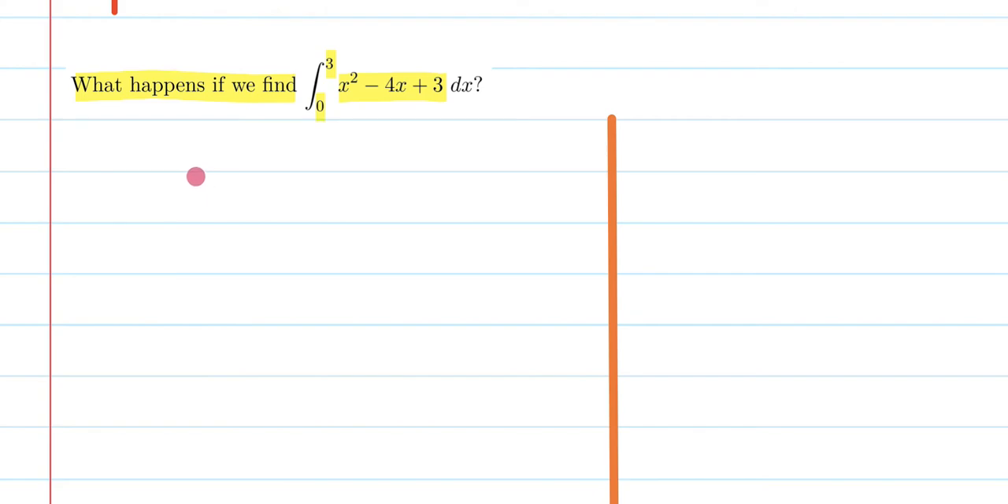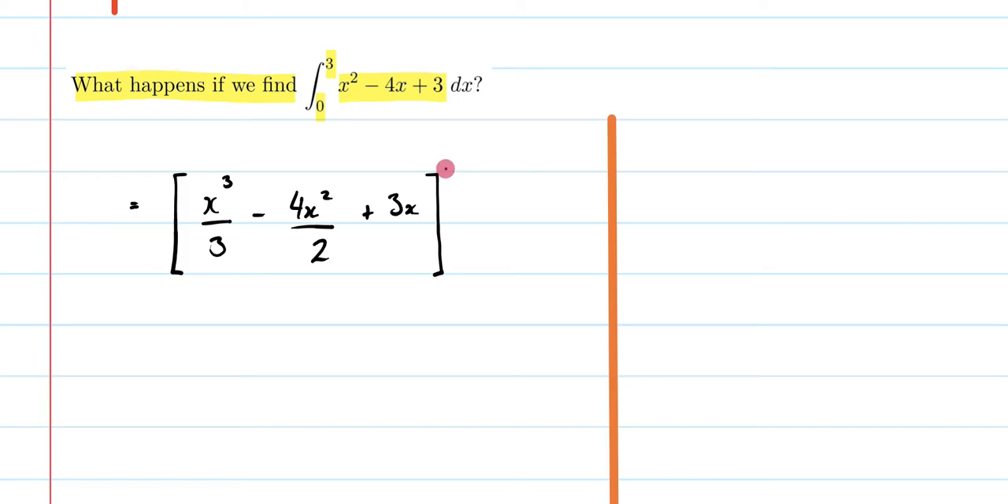The first thing that we do when we have a question like this is anti-differentiate the function. That's going to be x cubed over 3 minus 4x squared over 2 plus 3x. Then I put that in brackets and put my terminals on the outside just like that. Let's clean this up a bit. I've got 4 and 2 there, so this is just going to end up being 2.